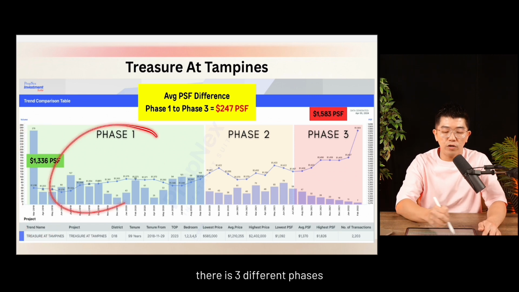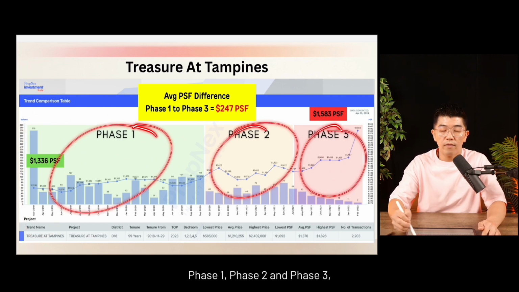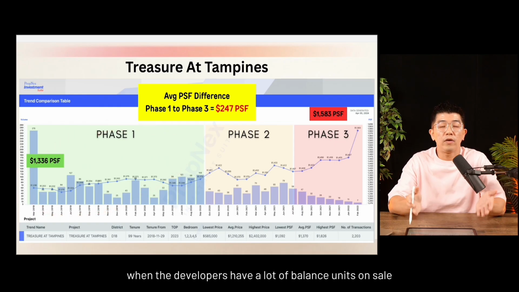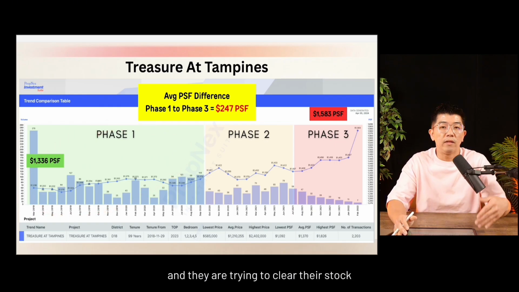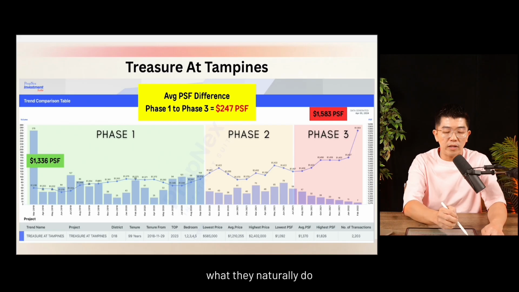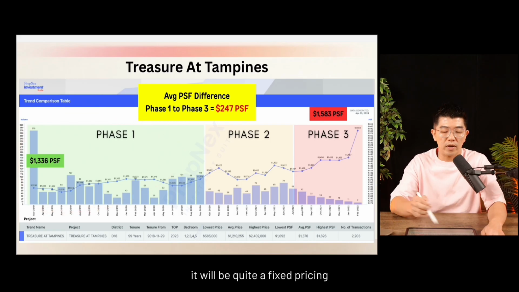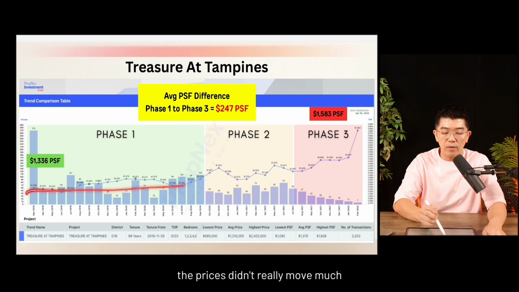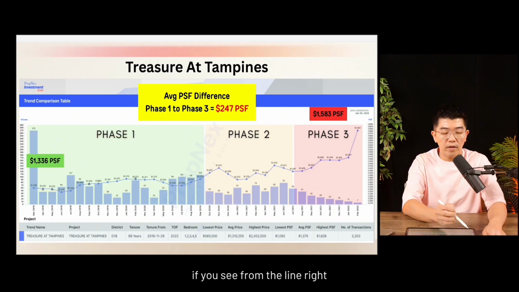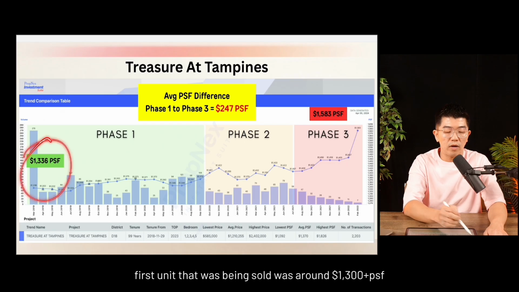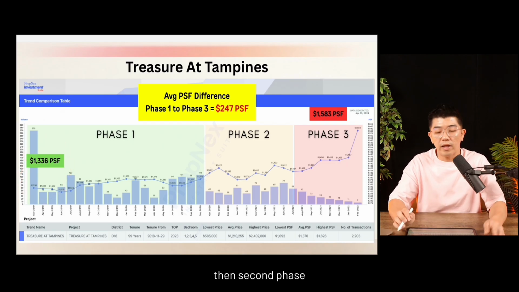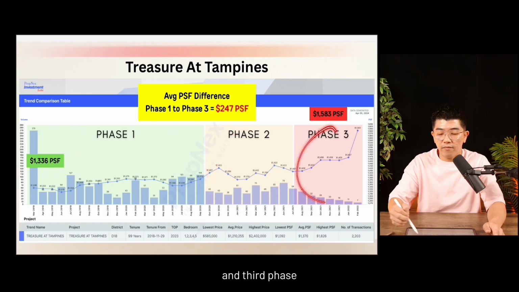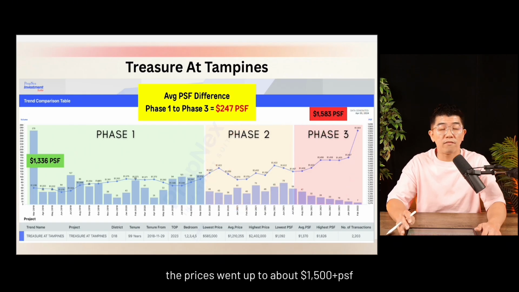So we can see during the first phase of the project, what we want to understand is that there are three different phases: phase 1, phase 2, and phase 3. During the first phase, when developers have a lot of balance units on sale and are trying to clear their stock, what they naturally do is quite fixed pricing. So you can see for the whole of phase 1, the prices didn't really move much. From the line, the first unit sold was around 1,003 plus PSF. Then in the second phase, there was a slight increment here and there. And in the third phase, the prices went up to about 1,005 PSF.